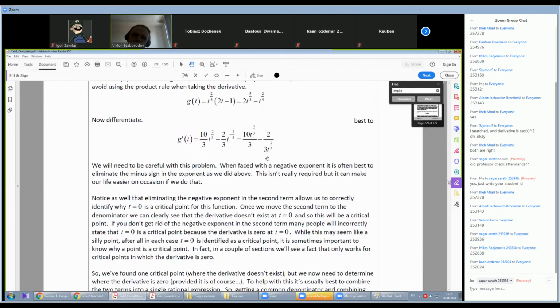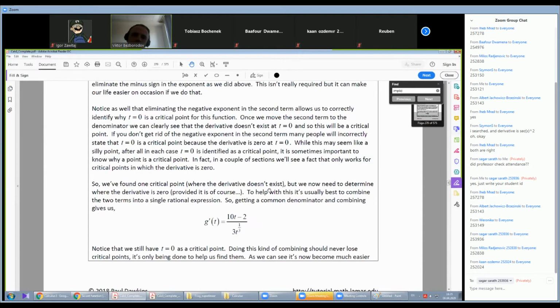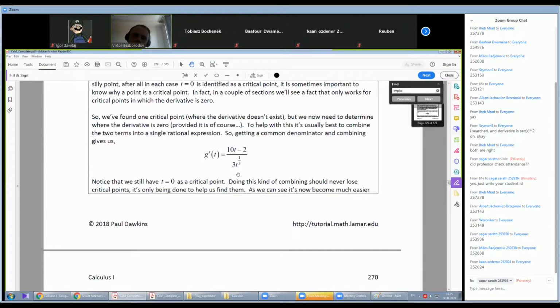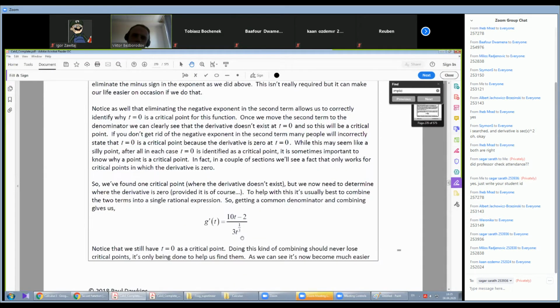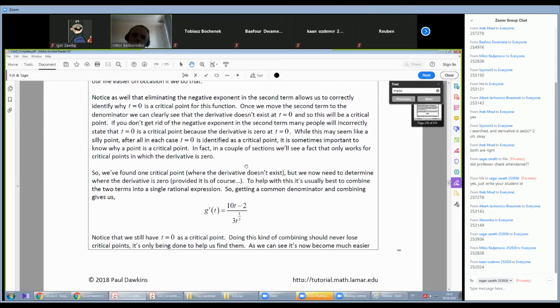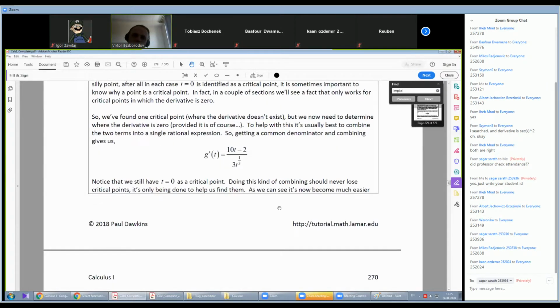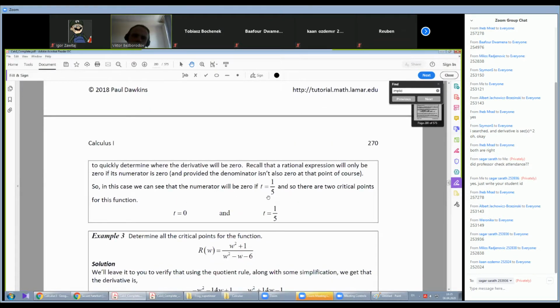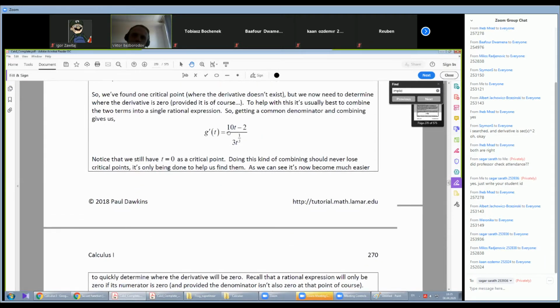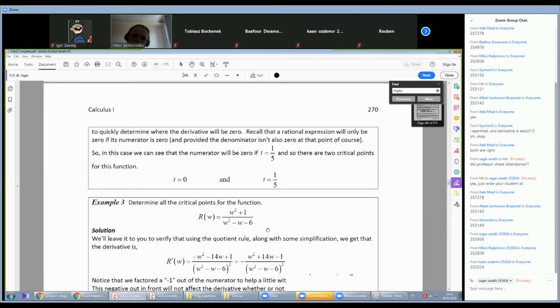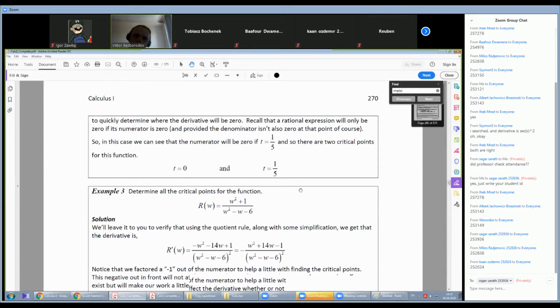So the derivative is not defined for t equals 0. So this 0 is a critical point. We find the derivative, and then 0 is a critical point. And then we assume that the denominator is not 0, and we find another critical point by looking at the solution to this equation, that this equals 0, right? So we equate the numerator to 0, and then we find t equals 1/5. So you have two critical points.